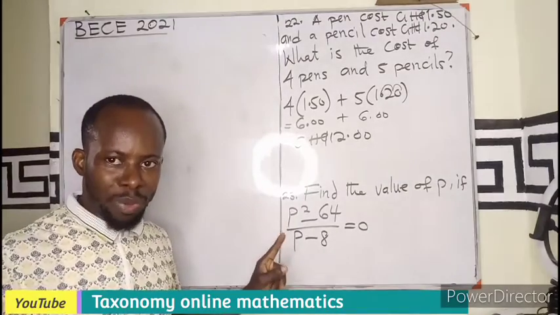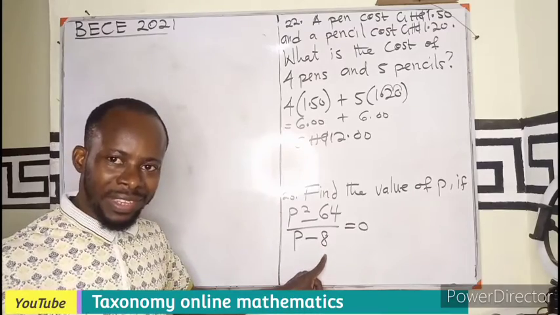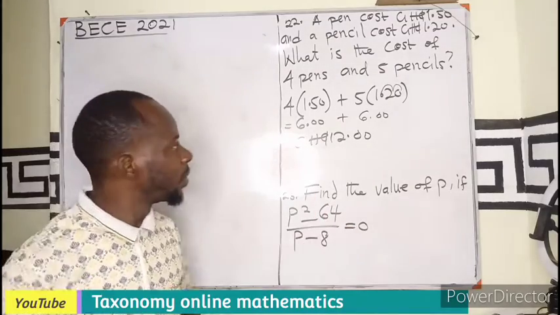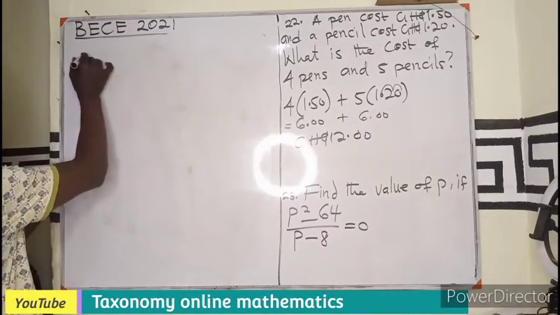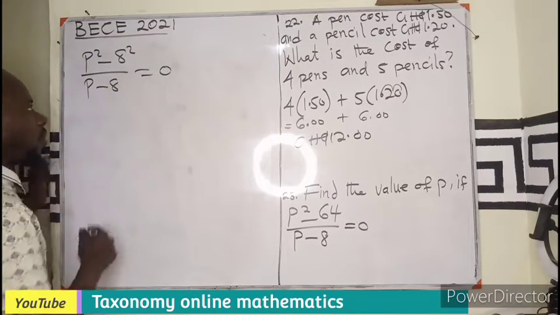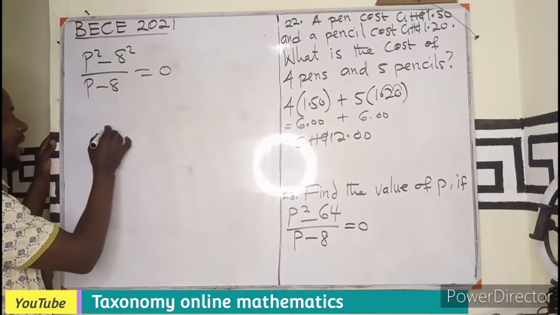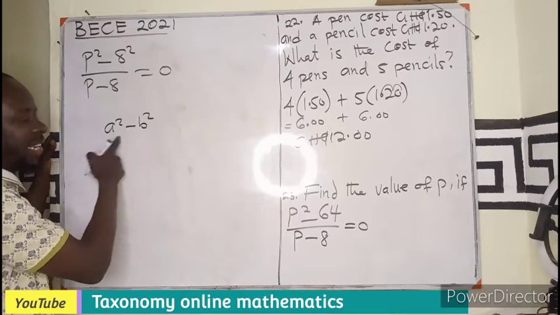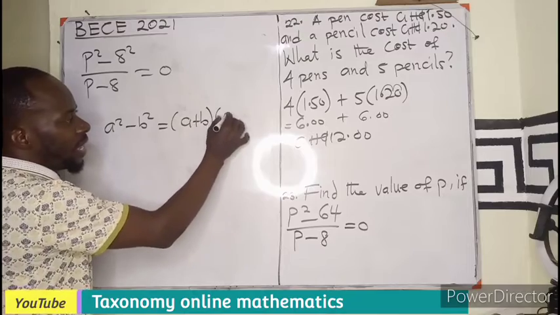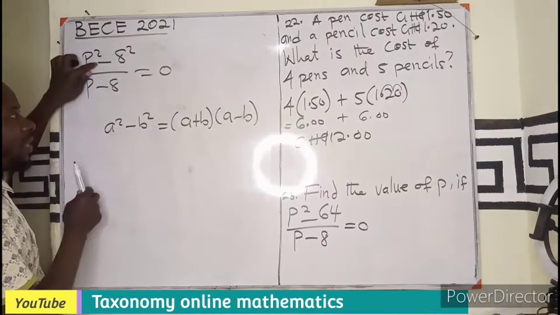Find this. If you look at the top, p squared minus 64. 64 seems to be a perfect square of 8, so I can break this to be 8 squared. In that case, I'll have p squared minus 8 squared over p minus 8 equals 0. I can see that the first square minus the second square is a difference of two squares, which has an expansion to be a plus b, a minus b.